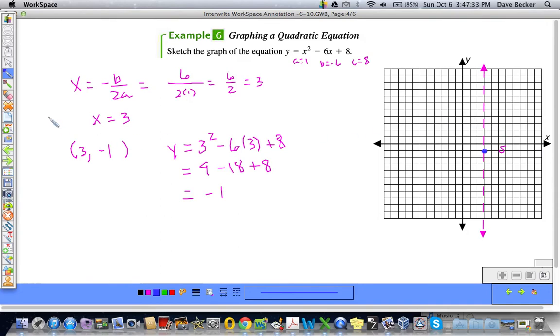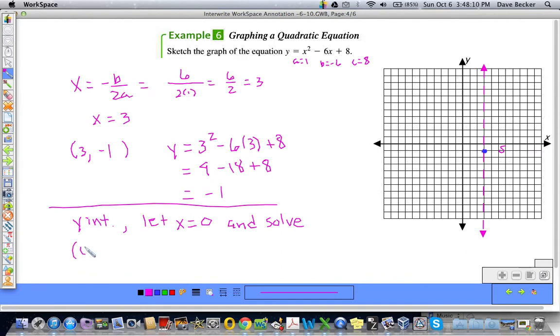So what I'm going to do is now find the y-intercept. Okay, where does the parabola cut the y-axis? Well, remember, to find the y-intercept, I let x equal 0 and solve for y. Why do I do that? Because every single point on the y-axis has an x-coordinate of 0. All of these points on the y-axis have a coordinate of x equal to 0. So I know that my y-intercept is going to be 0, something.